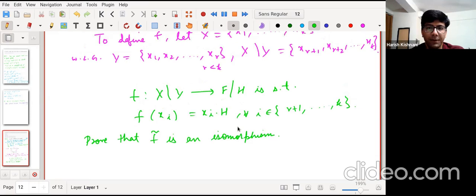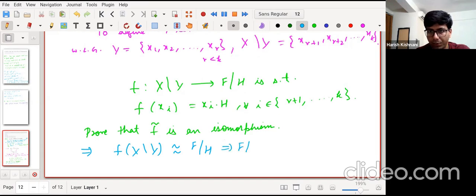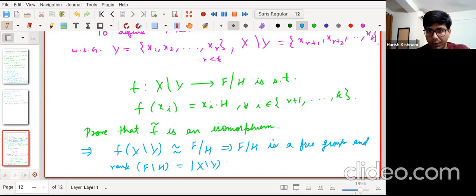So the question is not finished yet. So this will imply F of X minus Y is isomorphic to F modulo H. So this will imply F modulo H is a free group, and the rank of F modulo H is just the cardinality of this X minus Y.